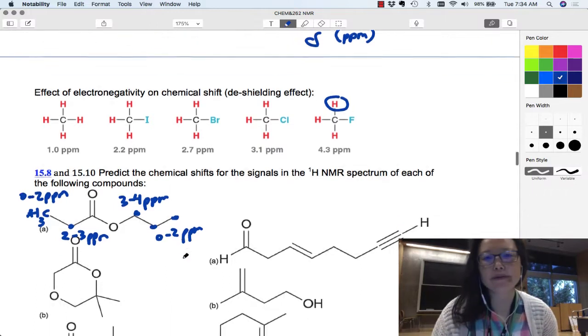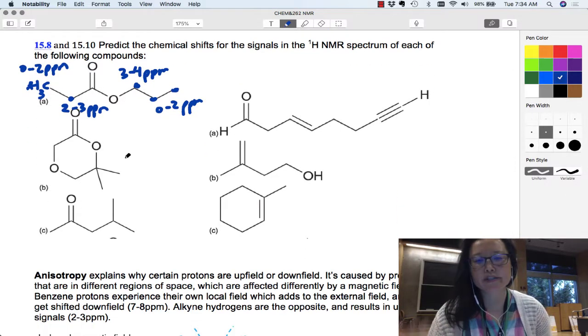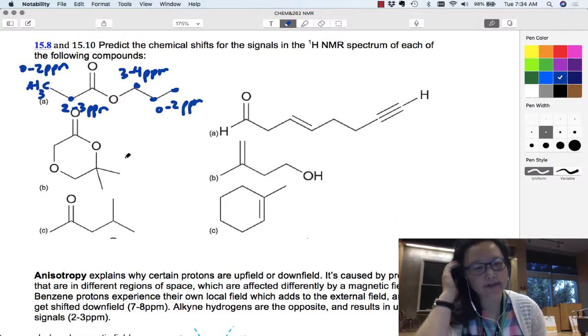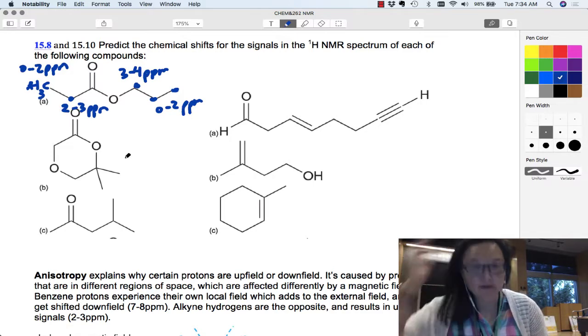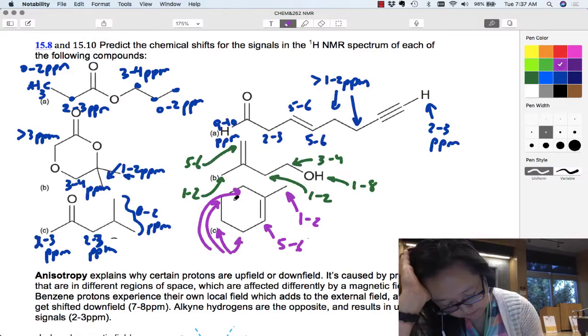All right, so go through and practice that, use your chart, and start to memorize those values and get a sense of what kind of functional groups are involved. Do you have a benzene ring? Do you have oxygens, nitrogens? Maybe it's a hydroxyl group. Maybe it's an aldehyde. Go through it and take a look.